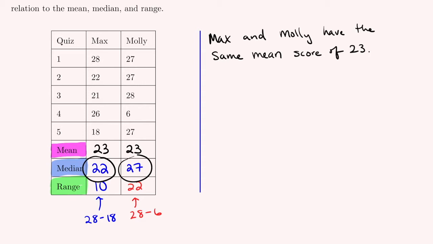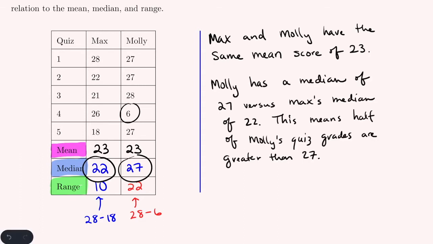So half of Molly's entries lie well above her mean score due to the fact that 4 of her quiz grades are tightly clustered around 27 and 28, and then she has an outlier of a quiz grade of 6 that pulls her average down. So this is really key here. Since half of Molly's quiz grades are greater than 27, the reason her average is 23 is that low quiz grade of 6 is pulling down her average.